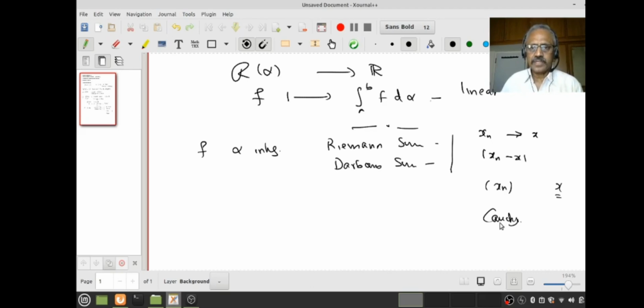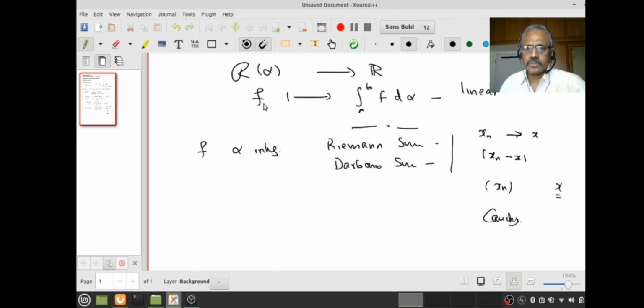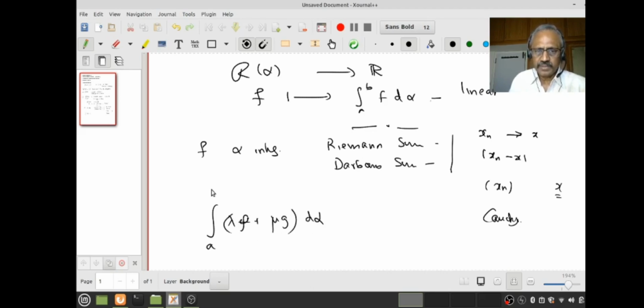Now let's go back. I want to show that if f and g are alpha integrable, and lambda and mu are real numbers, then lambda f plus mu g is alpha integrable, and I also want to know whether the map is linear. That means the integral of lambda f plus mu g d alpha, from a to b, is lambda times the integral of f d alpha plus mu times the integral of g d alpha.